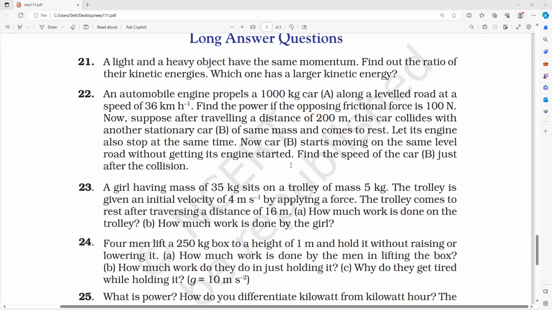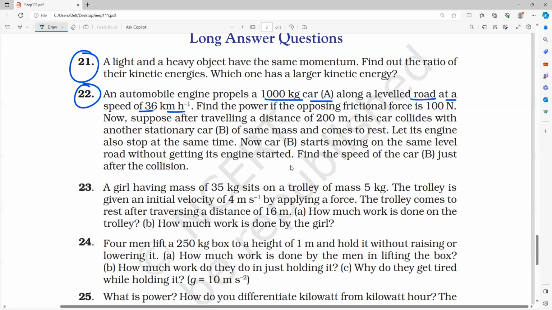So question number 21, we already completed in yesterday's class. Thus comes question number 22. First understand the question and then we'll see what it is. They're saying an automobile engine propels a 1000 kg car A along a levelled road at a speed of 36 km per hour.